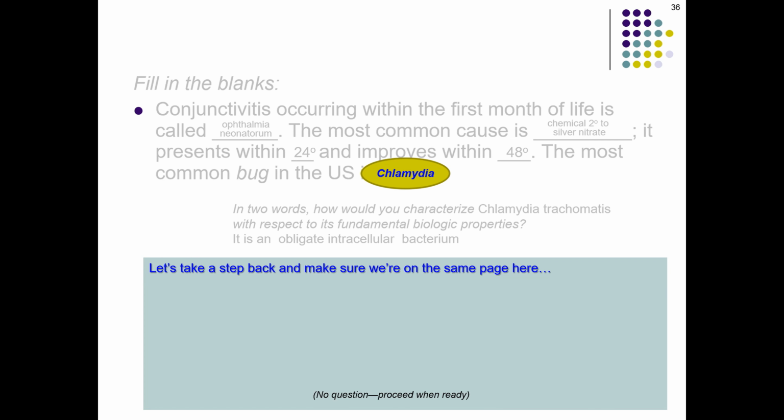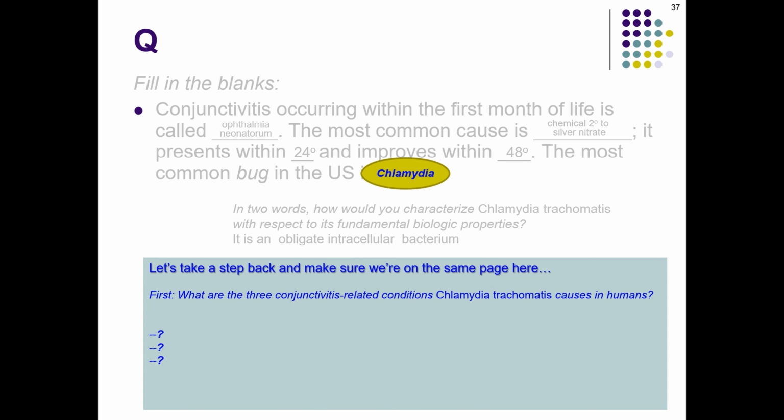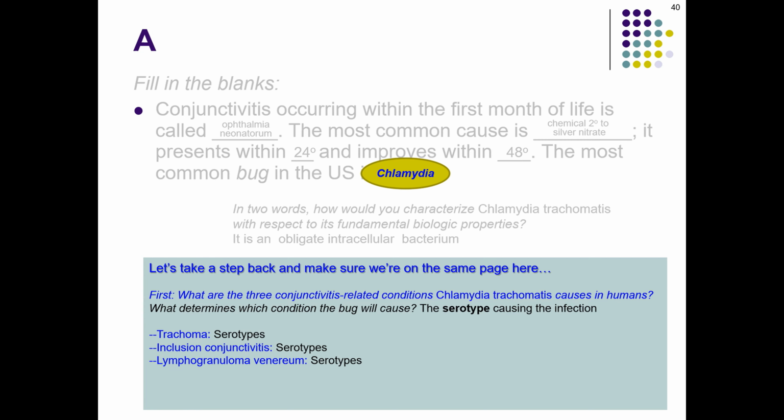And if we take a step back and make sure we are on the same page here, there are three conjunctivitis related conditions that chlamydia trachomatis causes in humans. Can you name them? They are trachoma, inclusion conjunctivitis, and lymphogranuloma venereum. And do you know what determines which condition the bug will cause? The serotypes. And do you know which serotypes cause each subcategory of chlamydia trachomatis infections in humans?